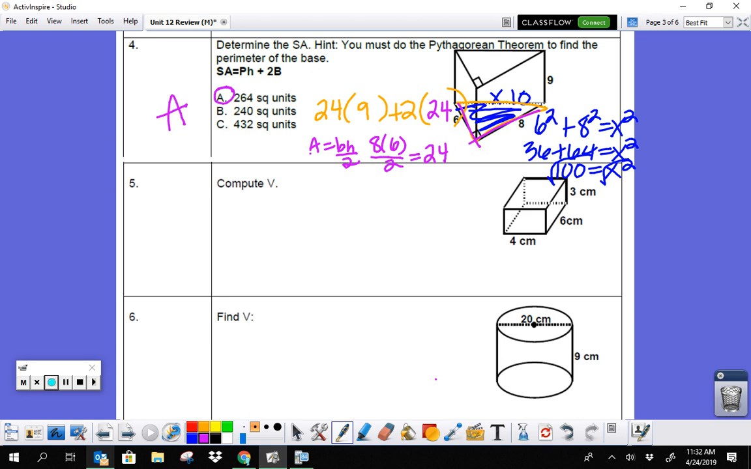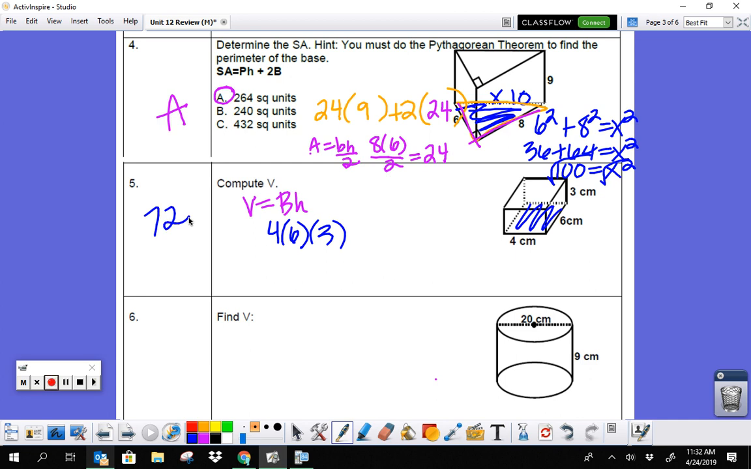Number 5, get the volume here. So I'm going to write down the formula first. So the volume of a prism is going to be B times H. Okay, B is the area of the base. So I'm going to look here at this rectangle on the bottom. Okay, there's my base. So to get the area of that rectangle, I'm going to do 4 times 6. Okay, and then the height of this prism is 3. So 4 times 6 times 3 gets you 72.